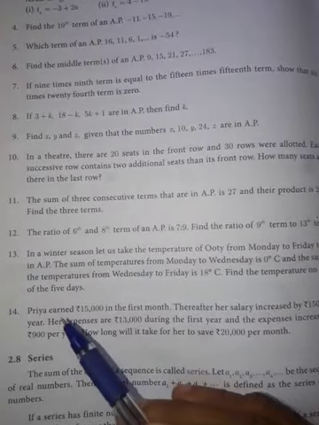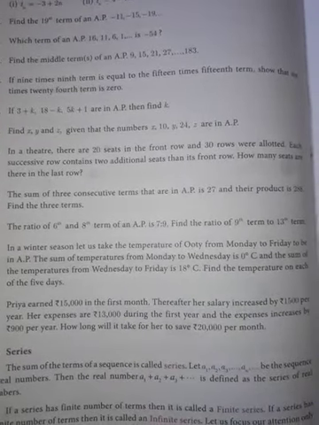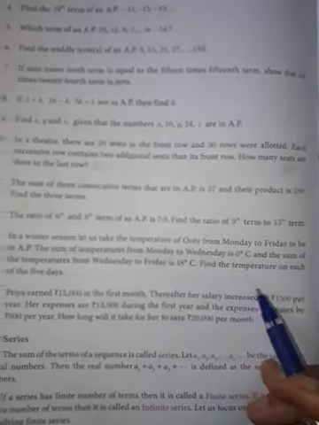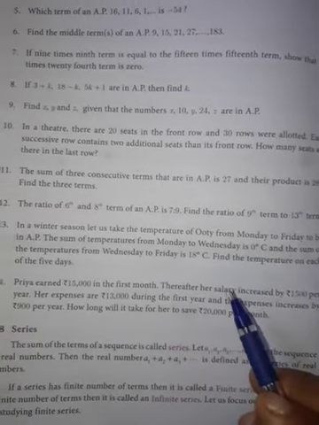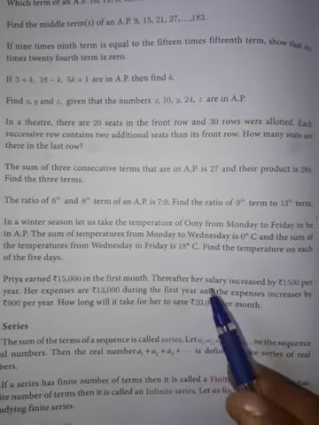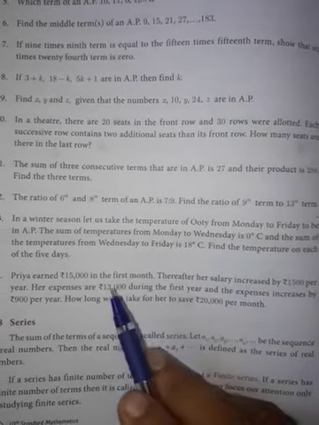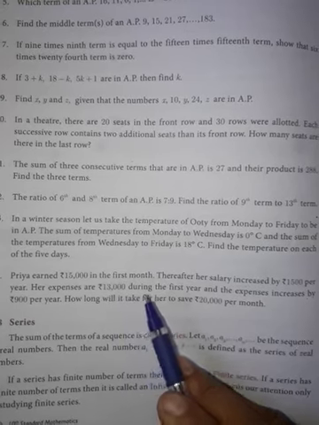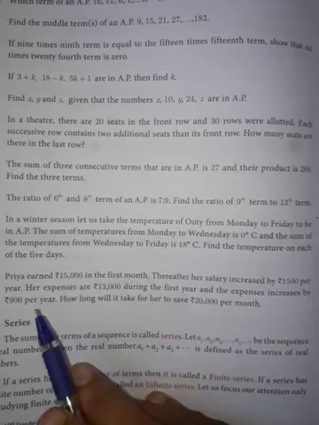The next question. Read the question first. Priya earned rupees 15,000 in the first month. Thereafter, her salary increased by 1,500 per year. Her expenses are 13,000 during the first year, and the expenses increased by 900 per year.